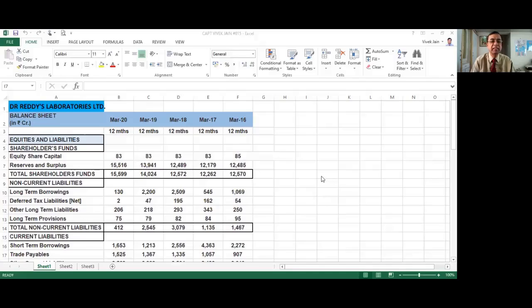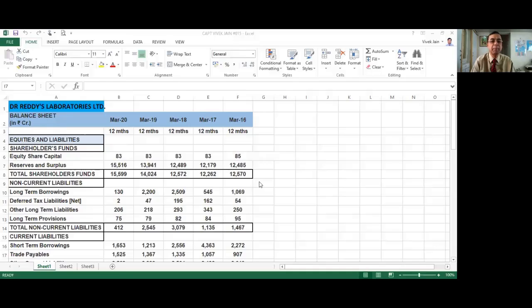Friends, we shall start with the balance sheet of a leading pharma company, which you can see on the screen, Dr. Reddys Laboratories Limited. I have the balance sheet for the past 5 years, from 31st March 2016 ending till 31st March 2020. A balance sheet is described with the figures as on a certain date.